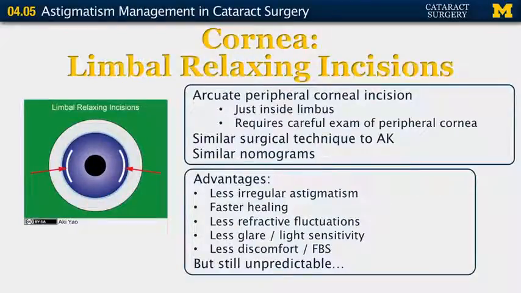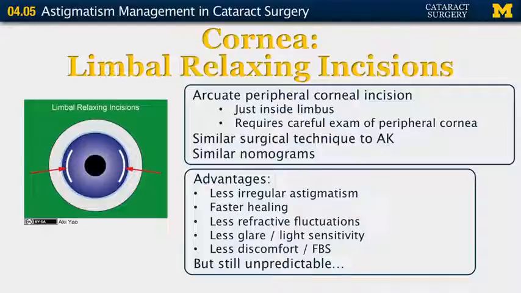Limbal relaxing incisions are another surgical intervention that can be used to help correct corneal astigmatism. They're similar to AK cuts, but they are arcuate peripheral corneal incisions that are just inside of the limbus, so not in the mid-periphery of the cornea. Performing these requires a careful preoperative examination of the peripheral cornea to make sure that you know what you're getting into. The surgical technique is otherwise very similar to astigmatic keratotomy, and there are similar nomograms that can be used.